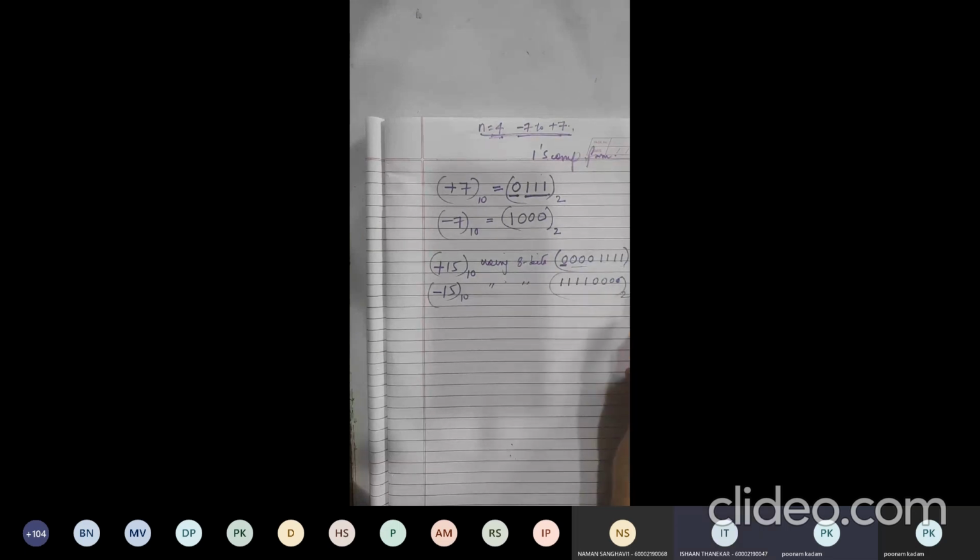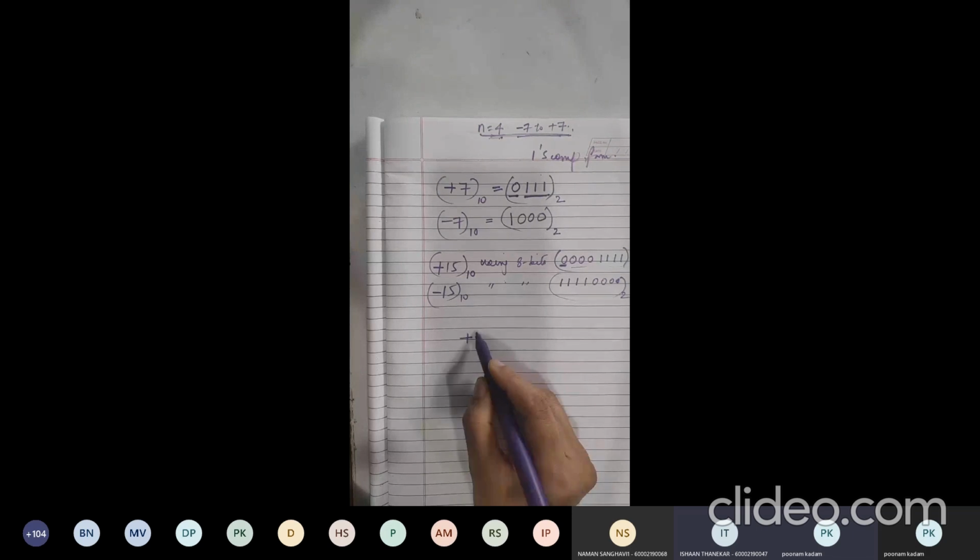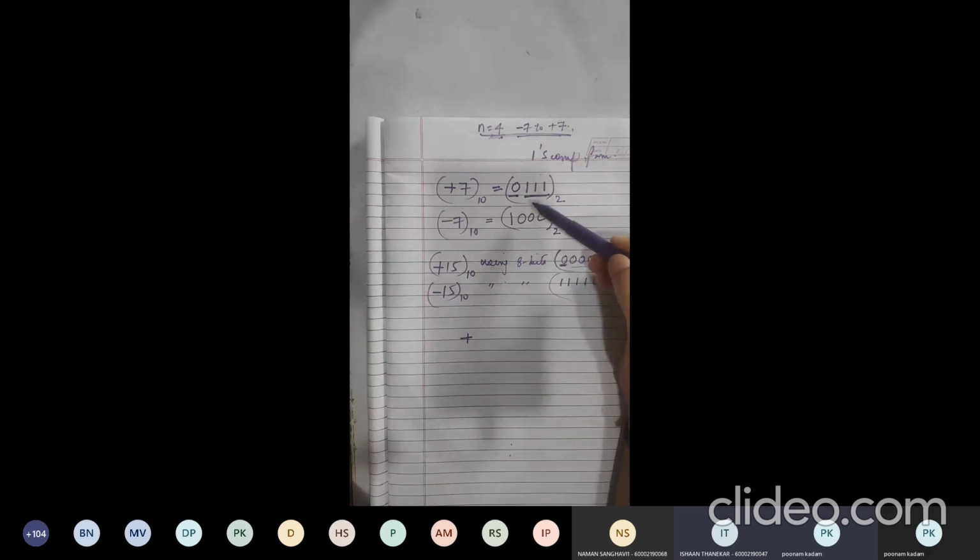Ma'am, can you please explain again the plus 7 in one's complement form? Because it's plus 0 triple 1, right? So 0 triple 1 should be inverted for one's complement form. 0 has become 1, and wherever there is 1, it has become 0. So it is in inverted form. But okay, plus 7 in one's complement form will be then 1 triple 0, right?